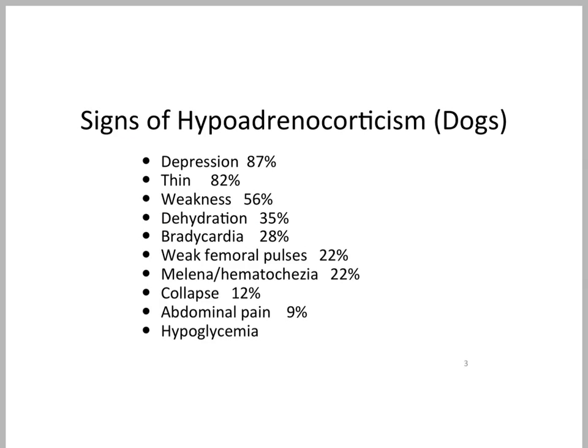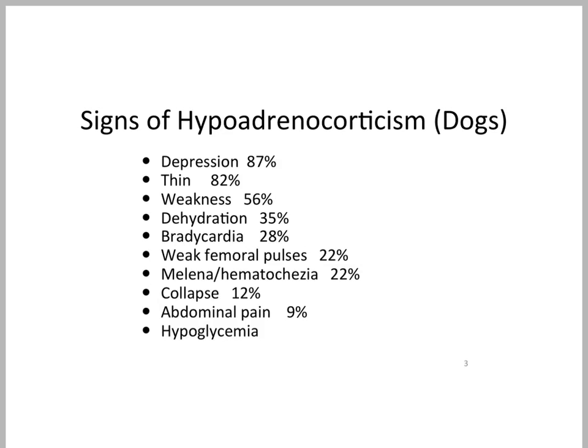So overall, the signs of hypoadrenocorticism in dogs, this is from one study, but I think it's fairly representative. An animal can be depressed, thin. Remember, glucocorticoids are important for lipid metabolism. Weakness, that's associated with the low blood pressure and sometimes heart arrhythmias, etc. Dehydration, bradycardia, associated with hyperkalemia, weak femoral pulses, low pulse pressure basically.